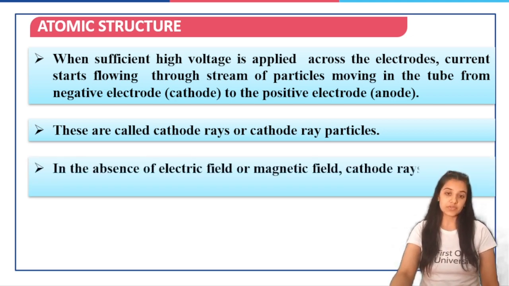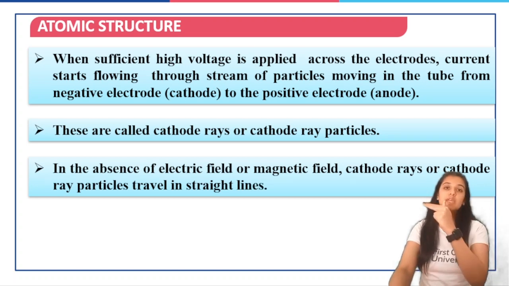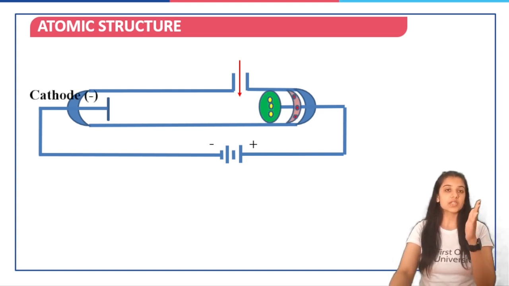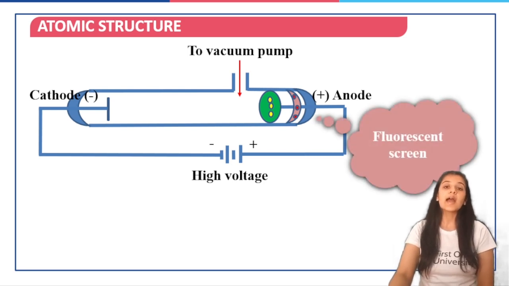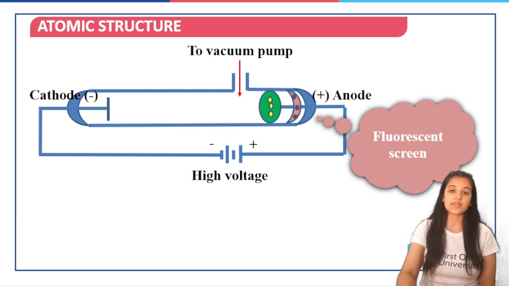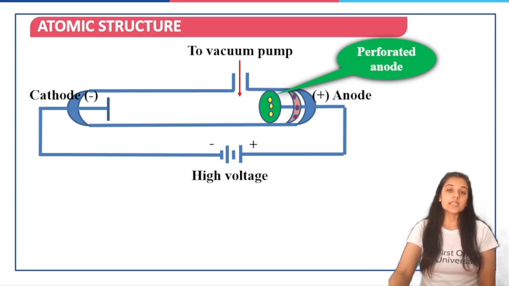Now, in the absence of an electric field or magnetic field, the cathode rays are going to travel in straight lines. It is only in the presence of an electric field or magnetic field that they are going to change their paths. Here we have the negatively charged cathode towards the left and the positively charged anode towards the right. From the vacuum pump, we are adjusting the pressure. When we apply high voltage, we see that there is a fluorescent screen present just before the anode, and there is a perforated anode.